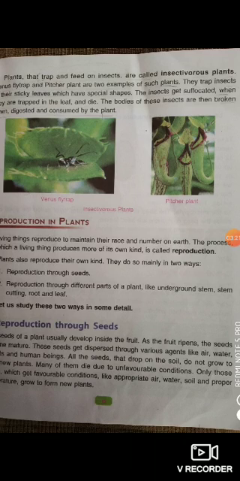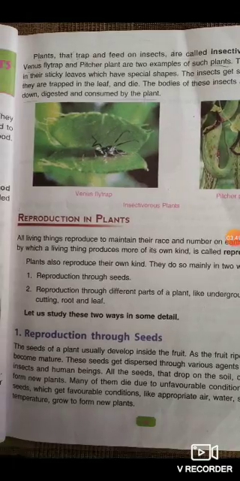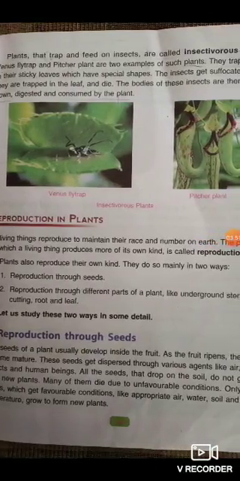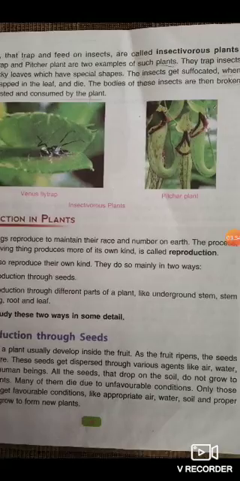Why? Because they grow in poor soil which lacks nitrogen, and to get extra nourishment from insects, they feed on insects. So they trap the insects and feed, get food from those insects, and they fulfill their demand of nitrogen from those insects. So that is all about insectivorous plants, and examples are Venus flytrap and pitcher plant.